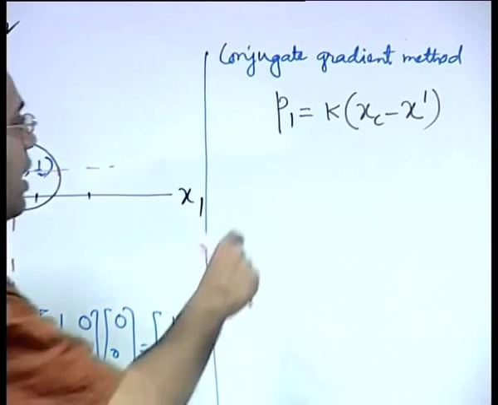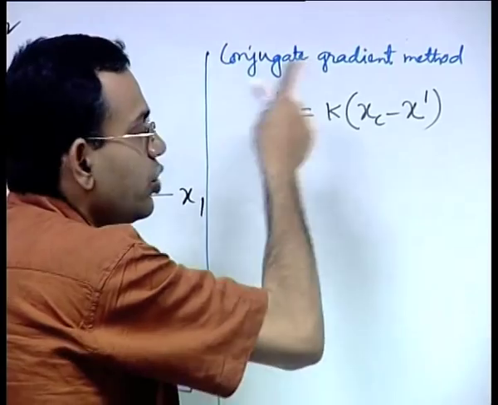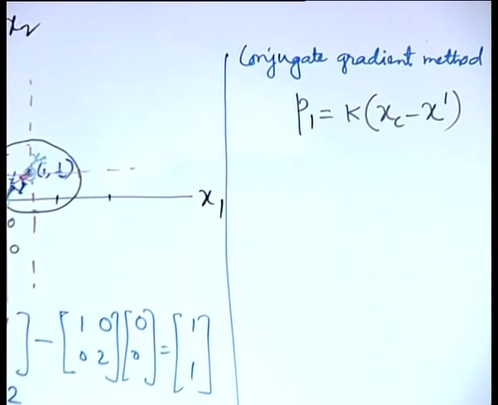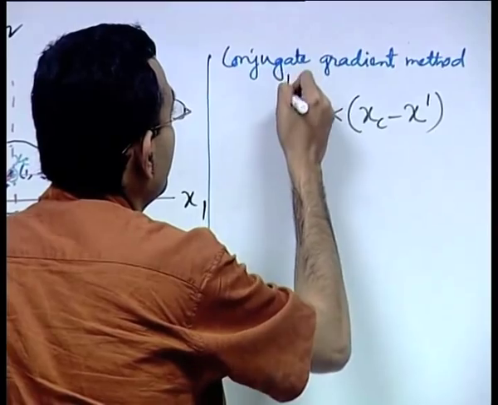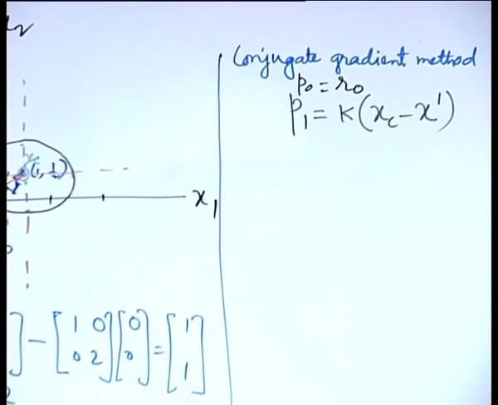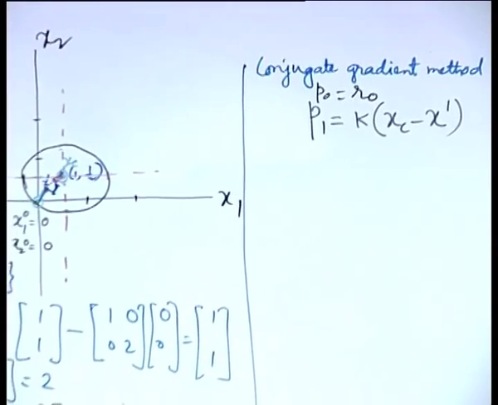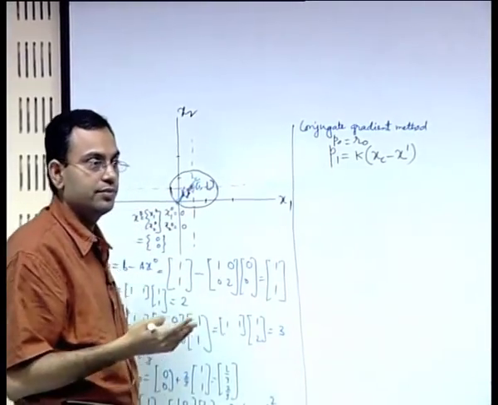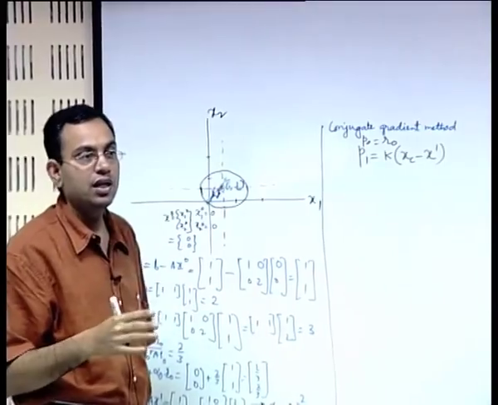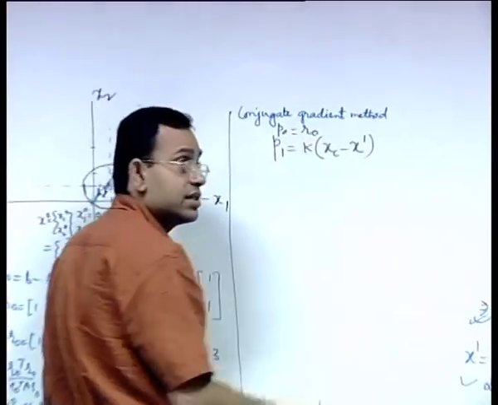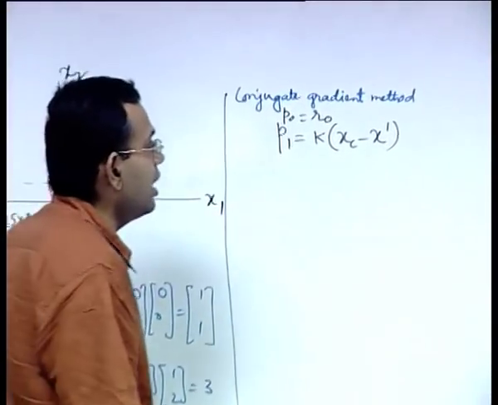Because you introduce a new variable p1 and you intend to move along that direction, you also have p0, which you call the same as r0. So p0 is the same as r0, because for the initial direction you do not have any difference in the direction in which you move for the steepest descent method, but from the subsequent steps you try to change your direction. So you have p0 equal to r0, p1 equal to k into xc minus x1.